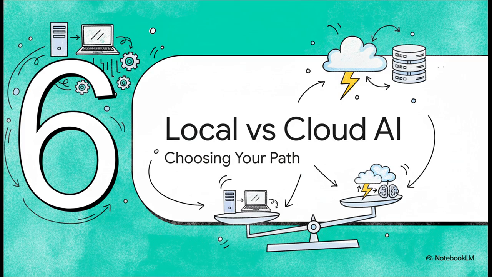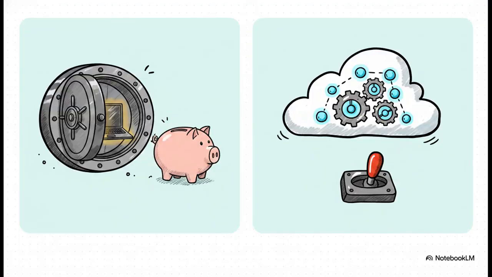Finally, Section 6, Local versus Cloud AI. Choosing your path. Before we wrap things up, let's balance the scales a bit. When should you actually choose this local approach over just pinging a cloud API? Well, local Gemma 4 is completely unbeatable when data simply cannot leave your infrastructure. Think healthcare, finance, or highly strict enterprise environments. It's also brilliant for totally zeroing out API costs on high-volume repetitive tasks.